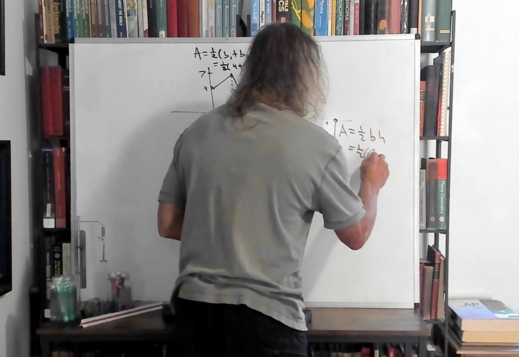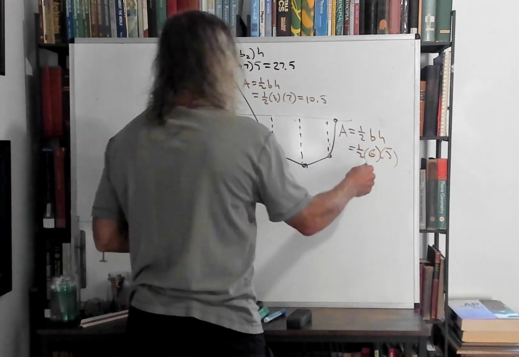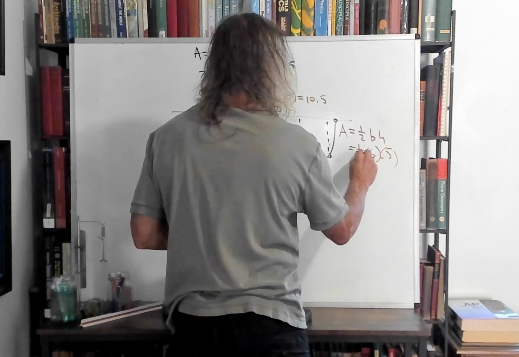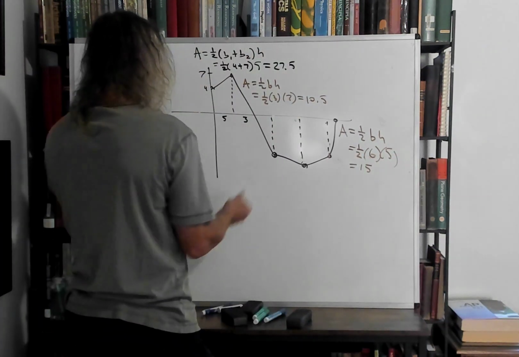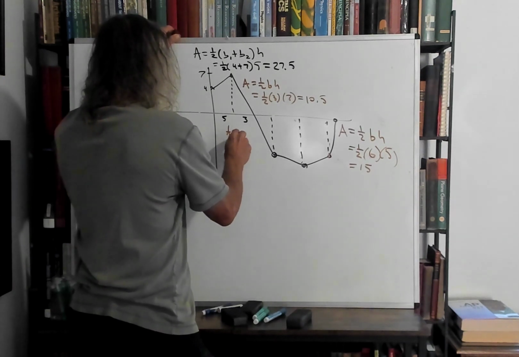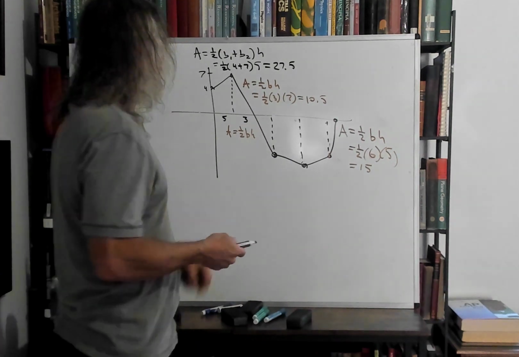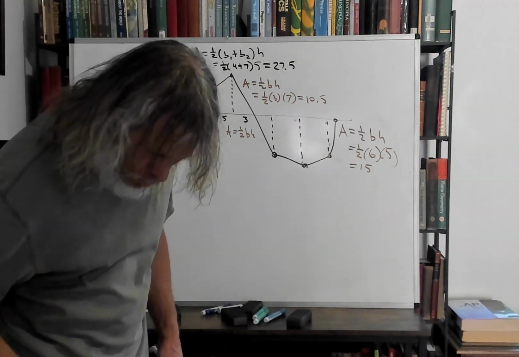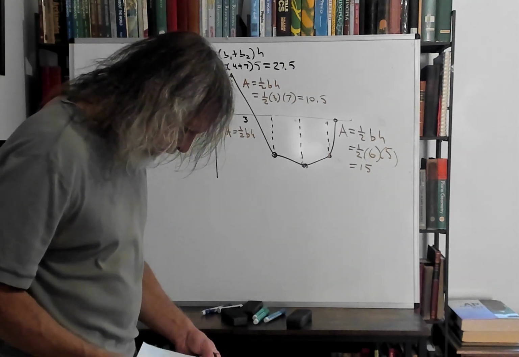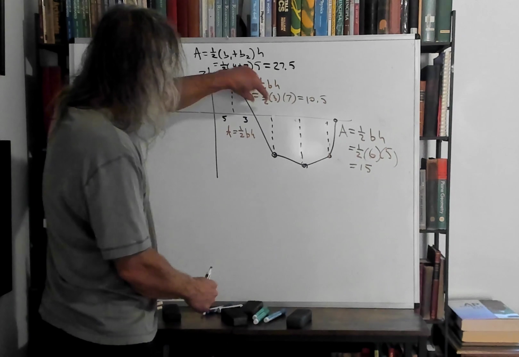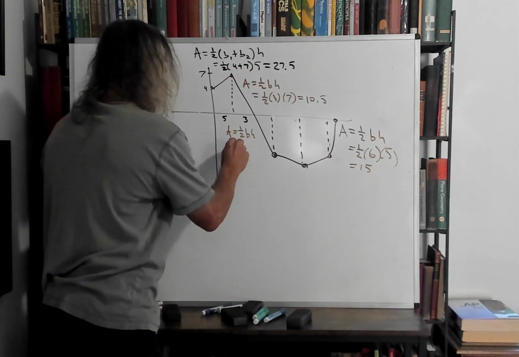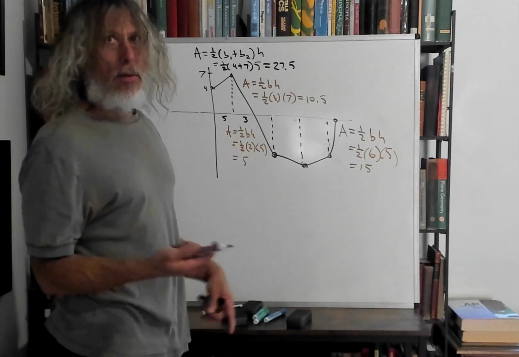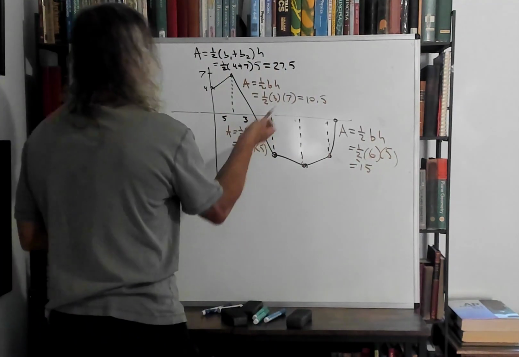1/2, 6 times 5. 3 times 5 is 15. Then over here, again, 1/2 base times height, and we got a height of 5, a base of 2: over 2, down 5. 1/2, 2 times 5, which is 5, and since it's down here, it's negative.